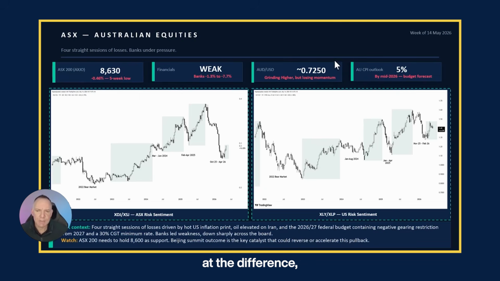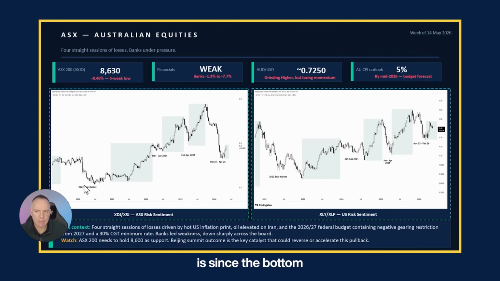But when we look at the difference, I love to look at risk sentiment. What I've got on these charts over here is XDJ over XSJ, which is the Australian Consumer Discretionary Index over the consumer staples. What this pretty much tells you is when discretionary outperforms staples, you have a very risk-on environment, a very risk-on sentiment within the market. And when it's in a downtrend, it means staples is outperforming discretionary, which means it's more defensive.